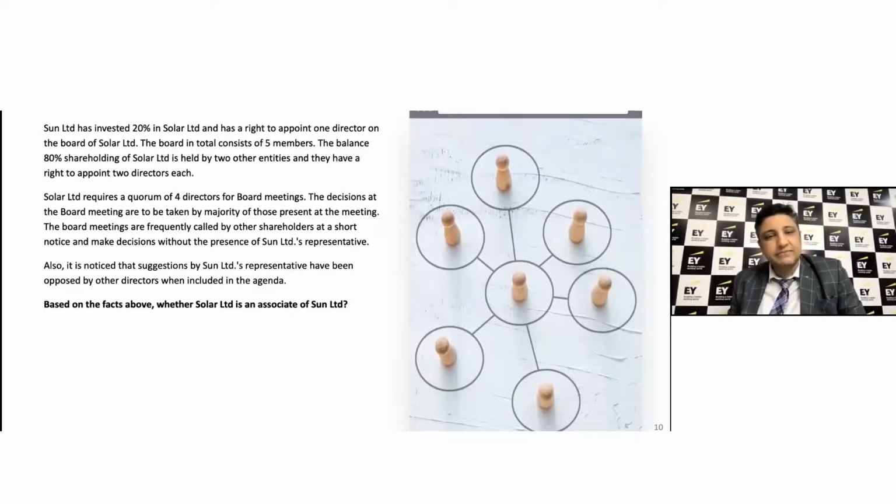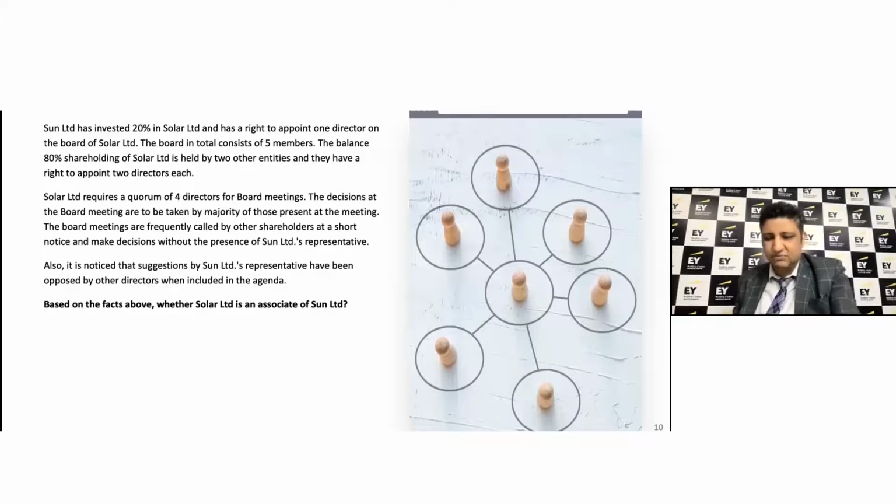The board meetings are frequently called upon by other shareholders at a short notice, and they make decisions without the presence of Sun Limited's representative. Also, it is noticed that suggestions by Sun Limited's representative have been opposed by other directors when included in the agenda. Right? There's a lot of information given. The question is, based on the facts above, whether Solar Limited is an associate of Sun Limited.